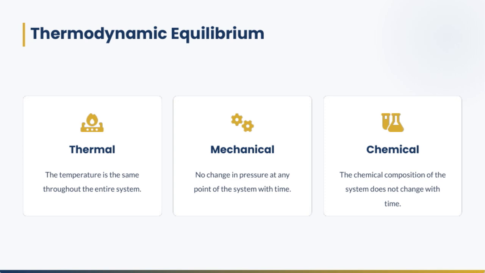Lastly, thermal equilibrium means the temperature is uniform throughout the entire system. When all these conditions are met, constant chemical makeup, steady pressure, and equal temperature, the system is considered to be in thermodynamic equilibrium. This concept is fundamental because it helps us analyze and predict how systems behave when they're balanced, which ties directly into the overall theme of understanding energy and matter interactions in thermodynamics.